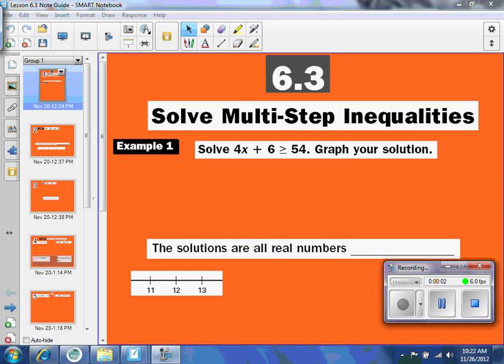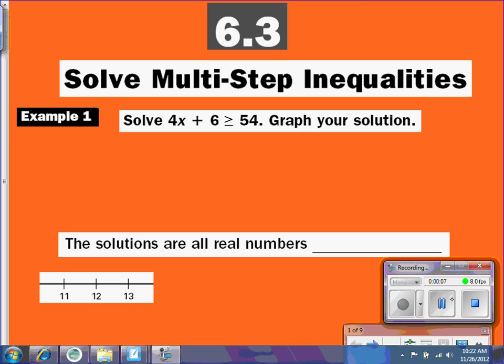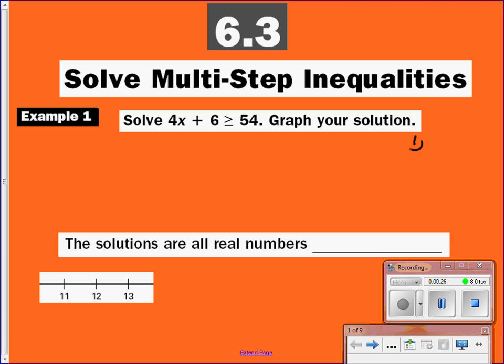This is 6.3, solving multi-step inequalities. You no longer have the one-step inequalities that we were solving before, but rather now you've got 2, maybe 3 steps you'd need to solve. The steps for solving these are the exact same as when we were solving multi-step equations, but now you've got to remember about solving, graphing, and checking.